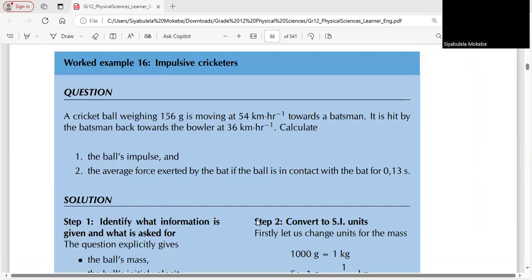Example number 2. A cricket ball weighing 150 grams is moving at 54 kilometers per hour towards a batsman. It is hit by the batsman back towards the bowler at 36 kilometers per hour. Calculate the ball's impulse and the average force exerted by the bat if the ball is in contact with the bat for 0.13 seconds.